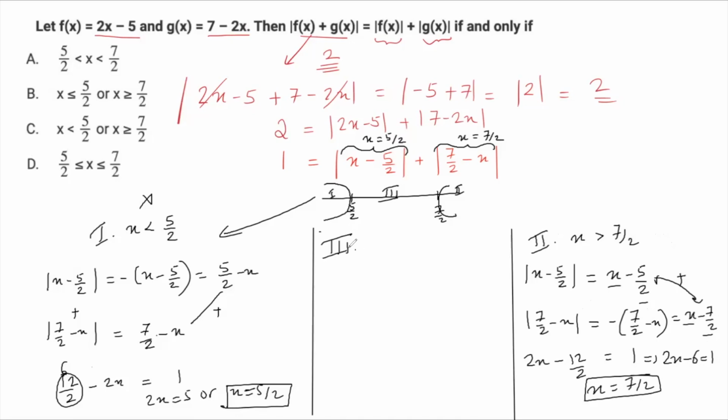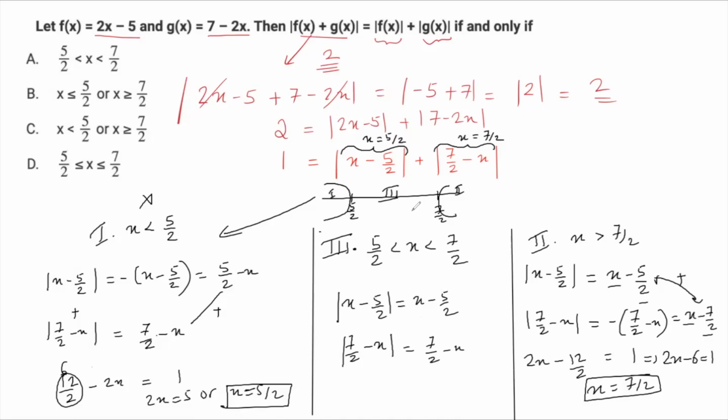The third possibility is x is greater than 5 by 2, but less than 7 by 2. In that case, x minus 5 by 2 will be greater than 0, because x is more than 5 by 2. So mod of x minus 5 by 2 will be x minus 5 by 2 as it is. And similarly, 7 by 2 minus x will also be greater than 0, because x is less than 7 by 2. So mod of 7 by 2 minus x will be 7 by 2 minus x.